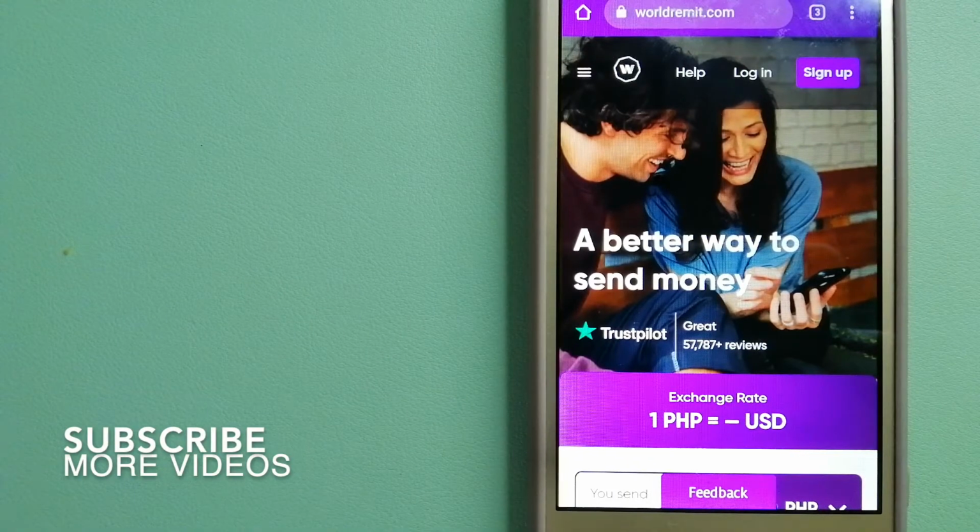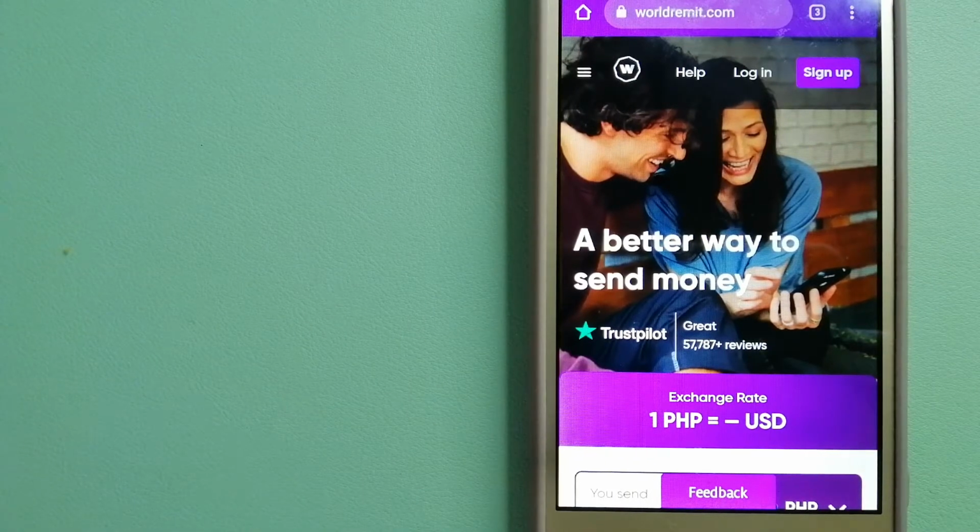Our first option is WorldRemit. This is a fast and secure service that lets you transfer money online using a computer, a smartphone, or an app. It provides international money transfer and remittance services in more than 130 countries and over 70 currencies. They are changing the way people send money abroad, and they are taking something complicated and making it simple.